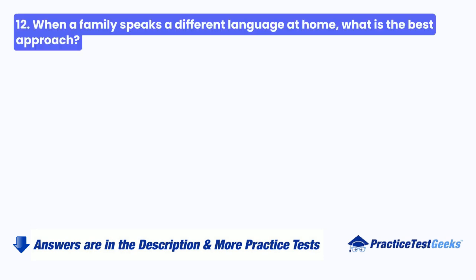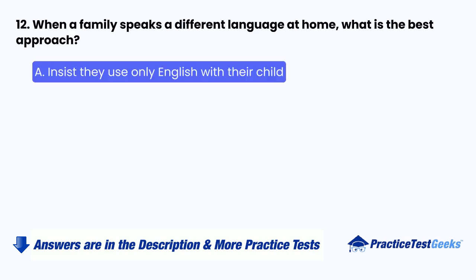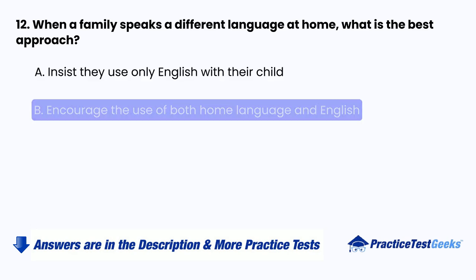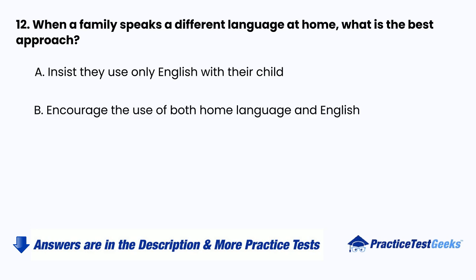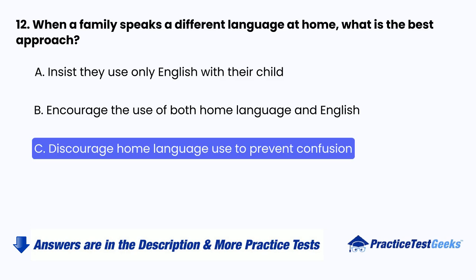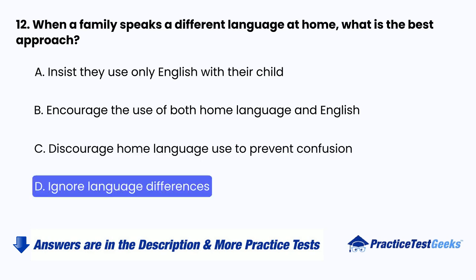12. When a family speaks a different language at home, what is the best approach? A. Insist they use only English with their child. B. Encourage the use of both home language and English. C. Discourage home language use to prevent confusion. D. Ignore language differences.